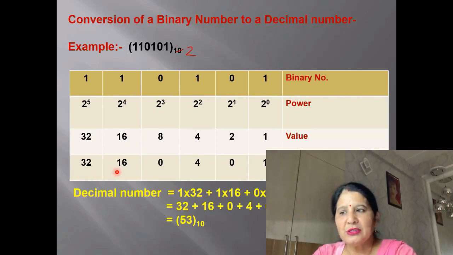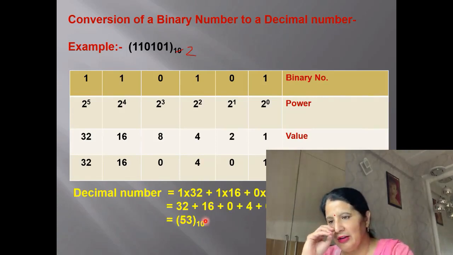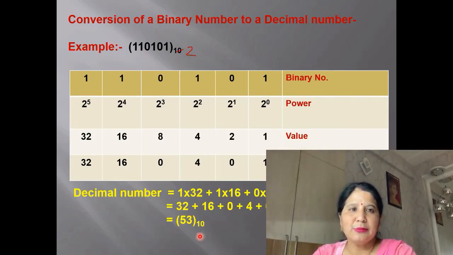Now 32 plus 16 plus 0 plus 4 plus 0 plus 1. We will add all these numbers. After adding it will come 53. Then the base is 10, because the decimal number base is 10, so I will write base is 10. Now 53 base 10. This is the decimal number which we have converted.